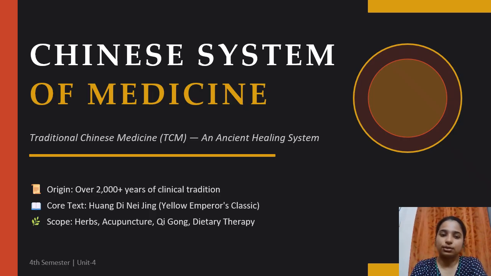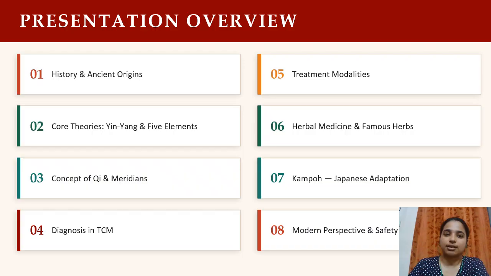we have pharmacotherapy. Coming to the units we'll be dealing in Chinese system of medicine, we'll be going through the history and the origin, and the next will be the theories, that is yin and yang theory as well as the theory of five elements. We'll be going in detail with the concept of Qi or life force and the meridians. And the next will be the diagnosis used in traditional Chinese medicine. What are the treatment modalities, which include around 12 modalities.